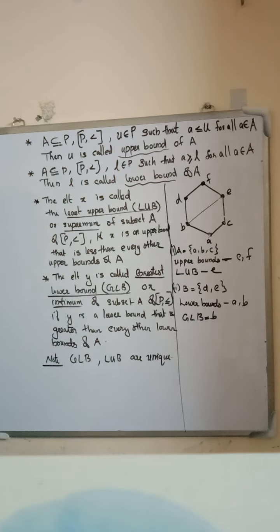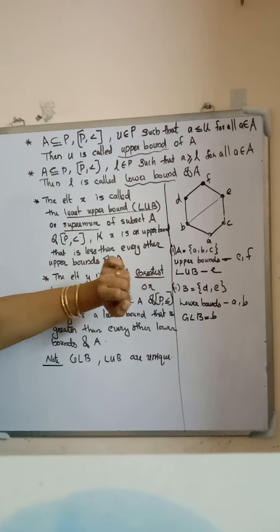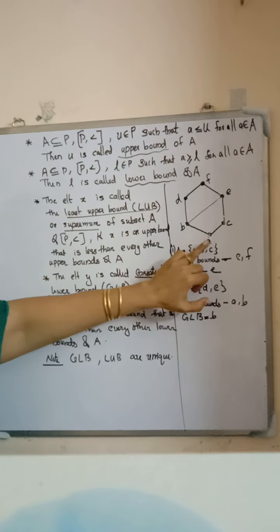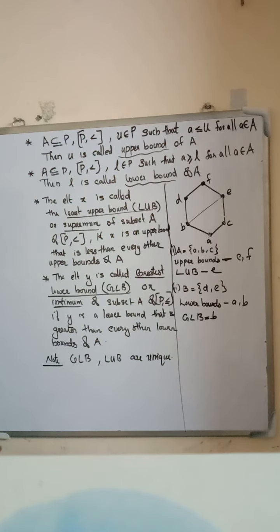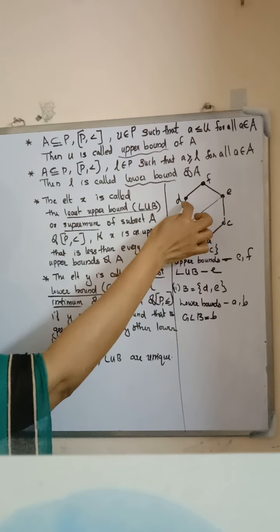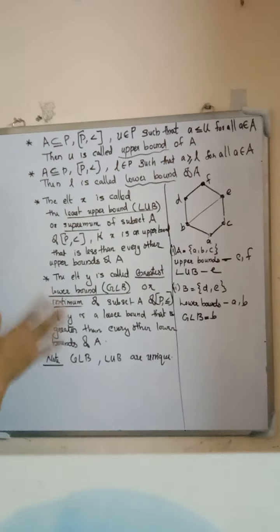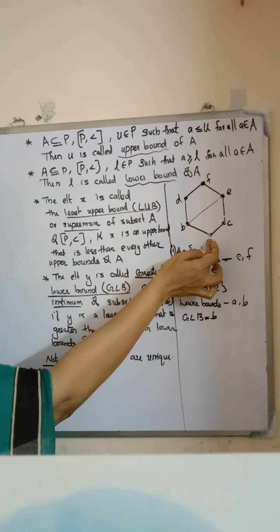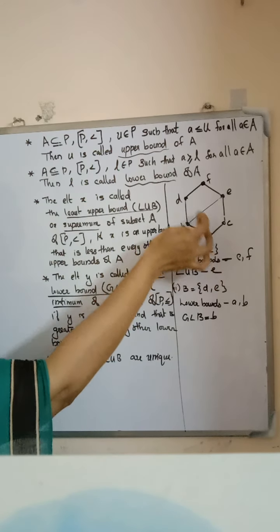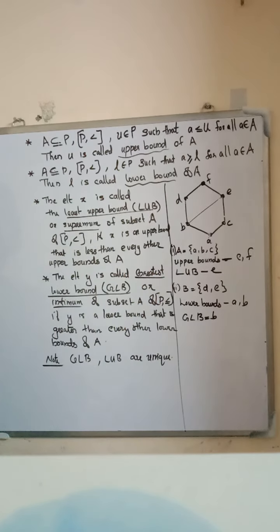Is D in the upper bound? D is greater than B. D is greater than A, because by transitivity A is related to B and B is related to D, so there is a relation from A to D. So A is also a predecessor of D, or D is a successor of A.